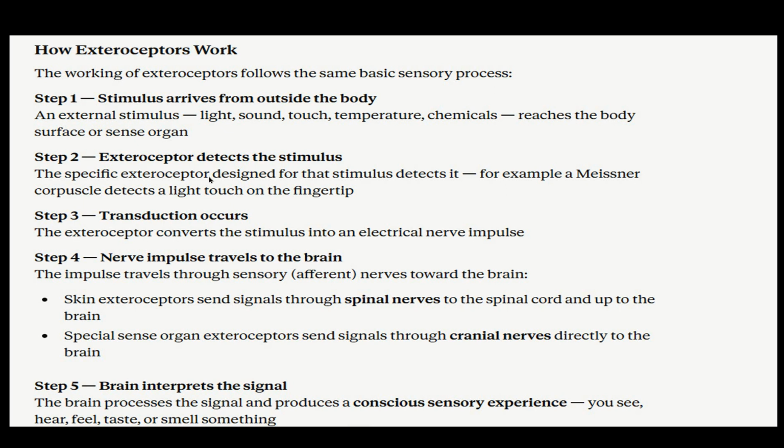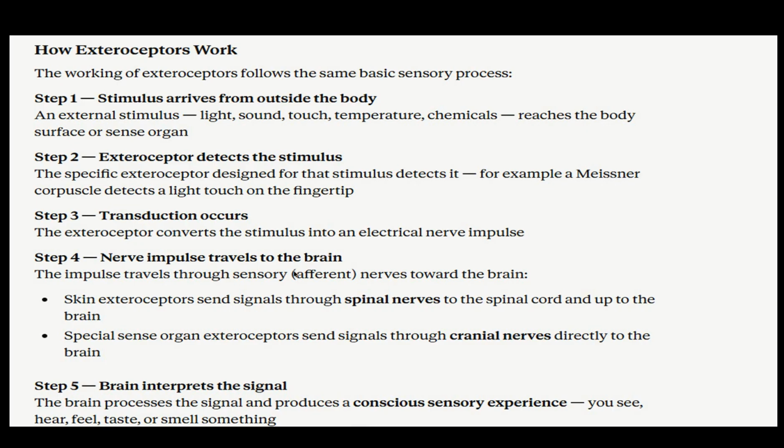In the second step, exteroceptors detect the stimulus. The specific exteroceptor designed for the stimulus detects it. For example, Meissner's corpuscles detect a light touch on the fingertips. Okay, that means the exteroceptor basically detects the stimulus here. In the third step, transduction occurs, where exteroceptors convert the stimuli into electrical nerve impulses.